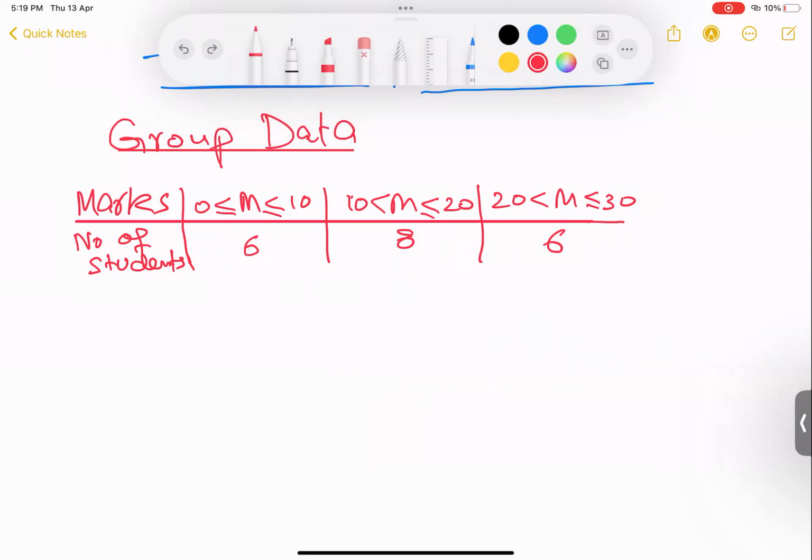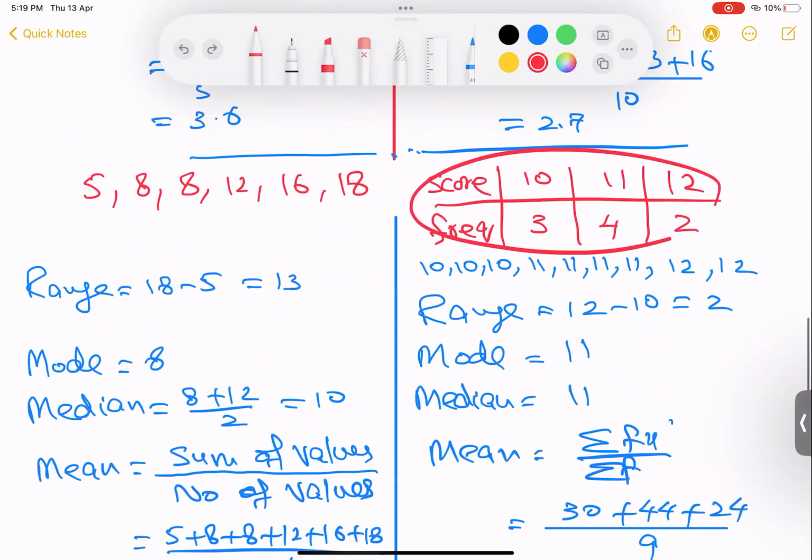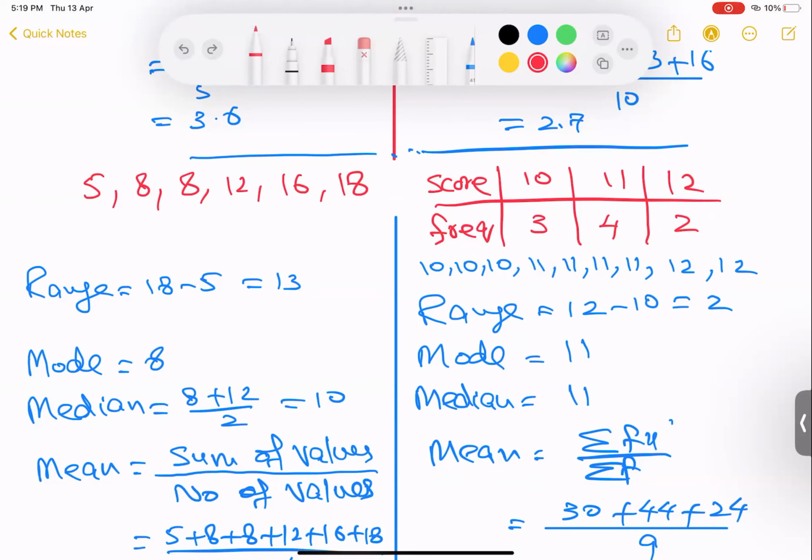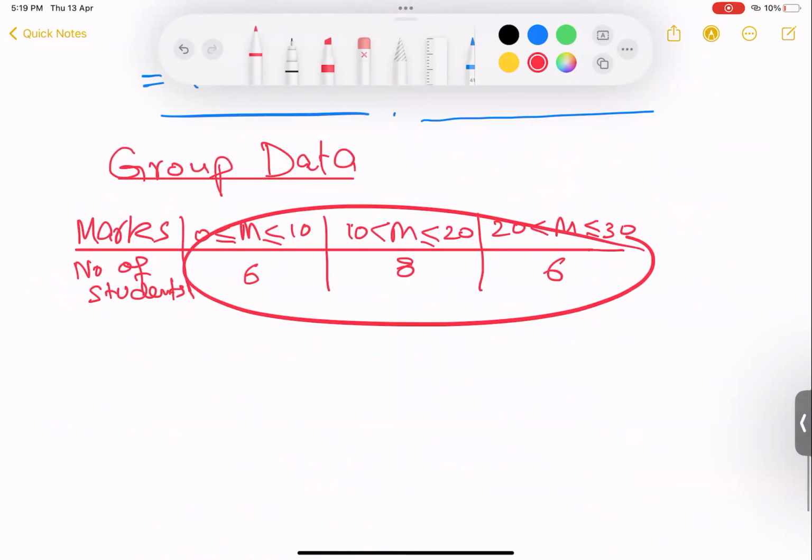But the problem is this data. Can I tell you how many students scored exact values? No. That is why this will give you exact values. Original values will stay there. But in this grouped data, you don't know.